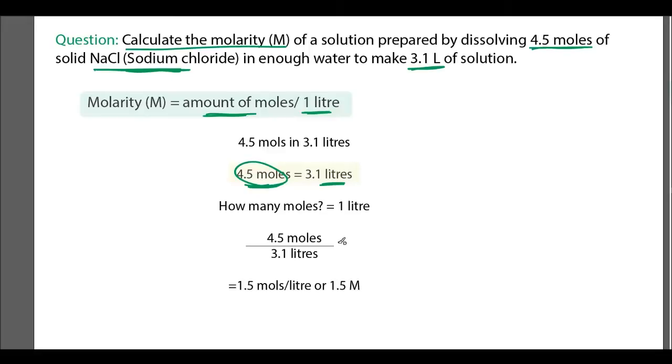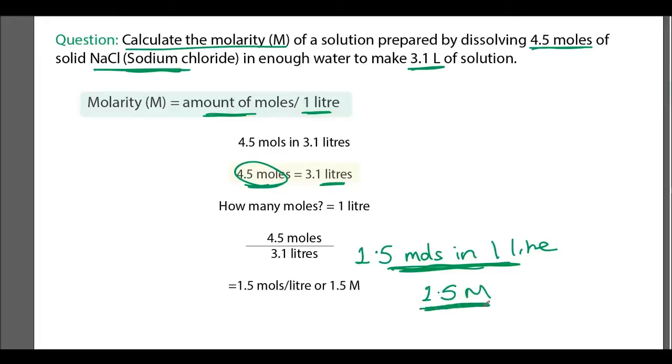So if we perform this calculation, if we take 4.5 moles and divide it by 3.1, that gives us the amount of moles in 1 litre. So it's 1.5 moles in 1 litre. That is the answer. The molarity is also 1.5. So the answer is 1.5 moles in 1 litre, or we can say 1.5 molar.